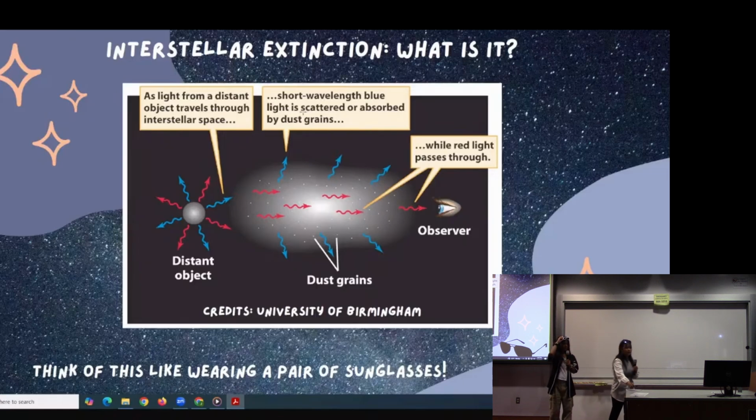So think of it this way. When we put on our sunglasses on a sunny day, the light becomes dimmer and the view goes darker. That's basically it. The dust particles absorb the light from the stars.